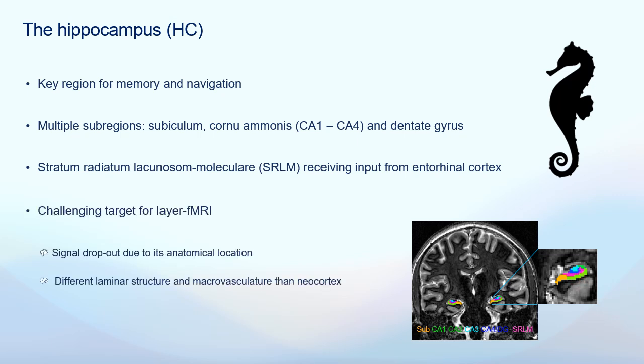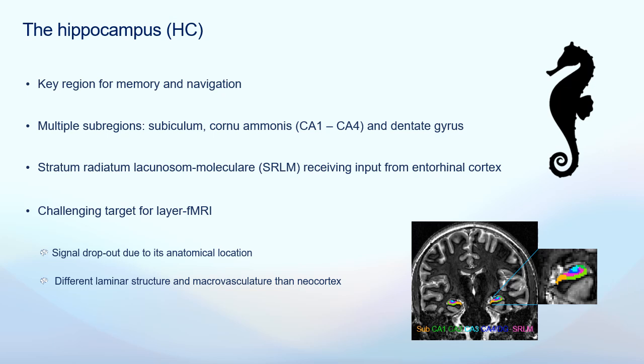The hippocampus is generally considered a challenging target for laminar fMRI. This is partially due to signal dropout associated with its anatomical location. Moreover, it has a different laminar structure and macrovasculature than neocortex, and this poses additional hurdles for the analysis of laminar resolution data.